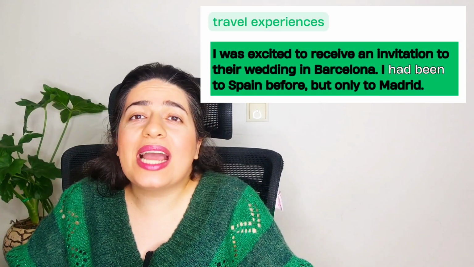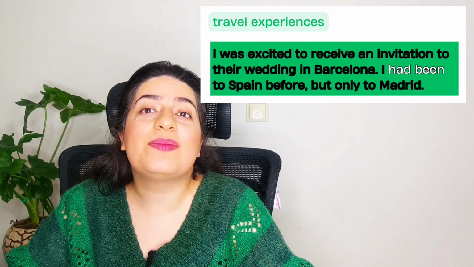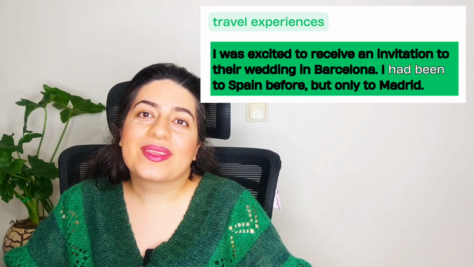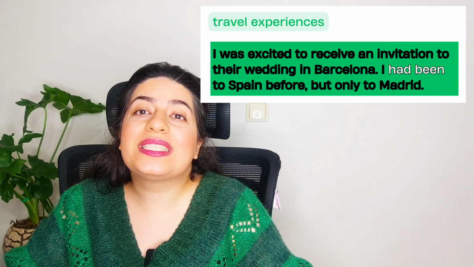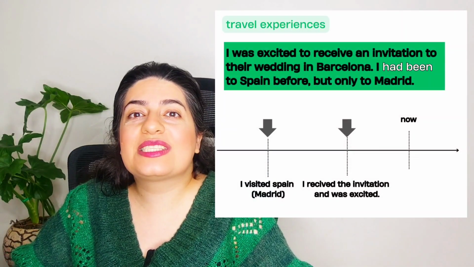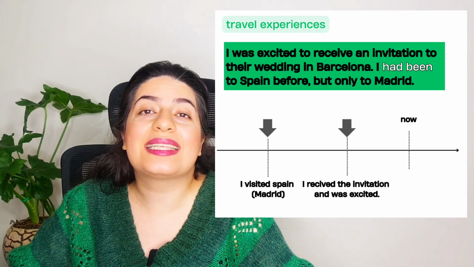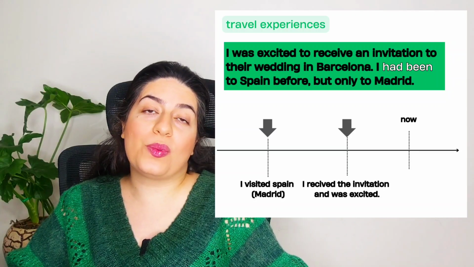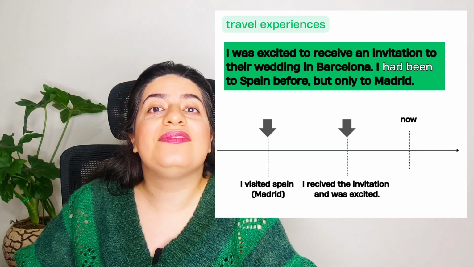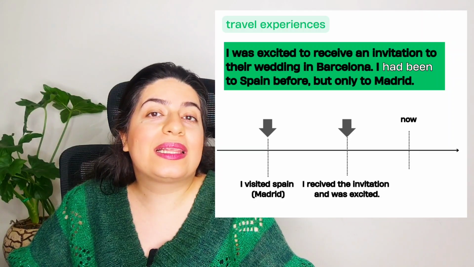I was excited to receive an invitation to their wedding in Barcelona. I had been to Spain before, but only to Madrid. This sentence means that I received the invitation to the wedding in the past. I visited Spain at some point before I got the invitation, but not Barcelona, where the wedding was.